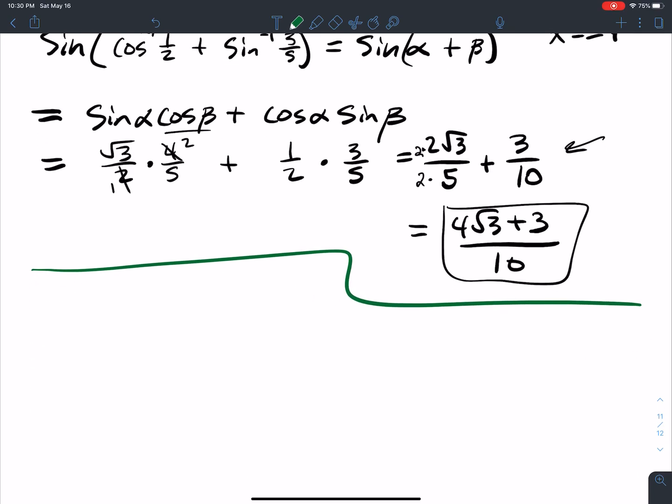This next one, we're going to be writing a trig expression as an algebraic expression.